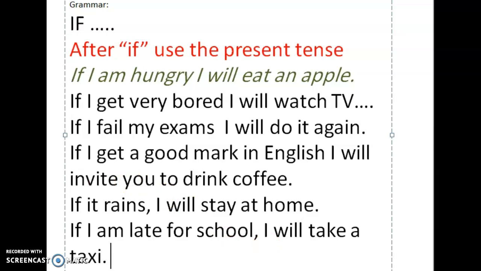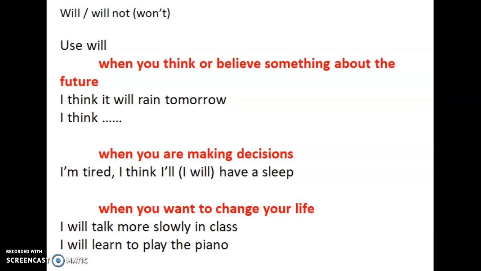So this is how we use if type 1. So what is going to be after if? After if we have the word will, and we use the word will for many things. We use it for the future. So, for example, when you think or believe something about the future, I think it will rain tomorrow. I think this lesson will become very easy. When you are making decisions, I'm tired, I think I will. Or when you want to change your life, I will talk more slowly, I will learn to play the piano.